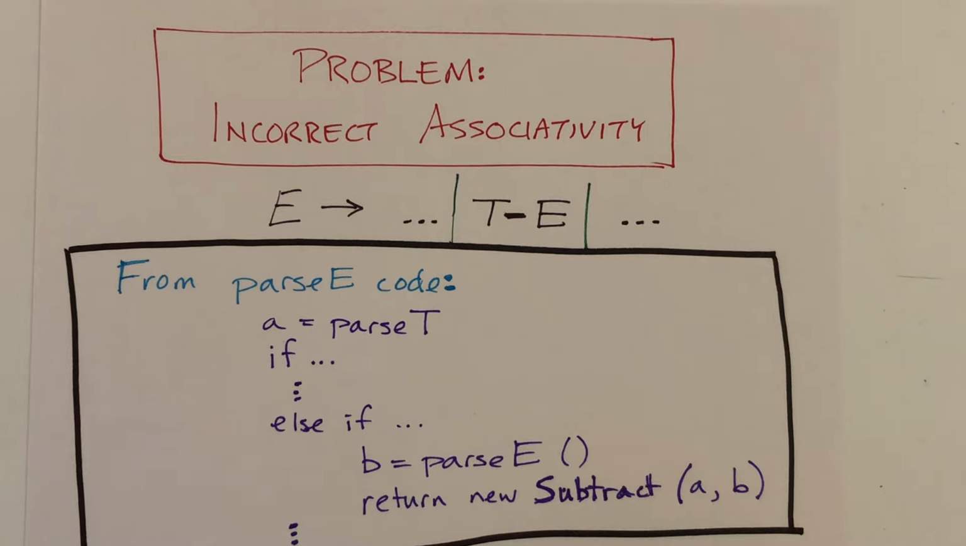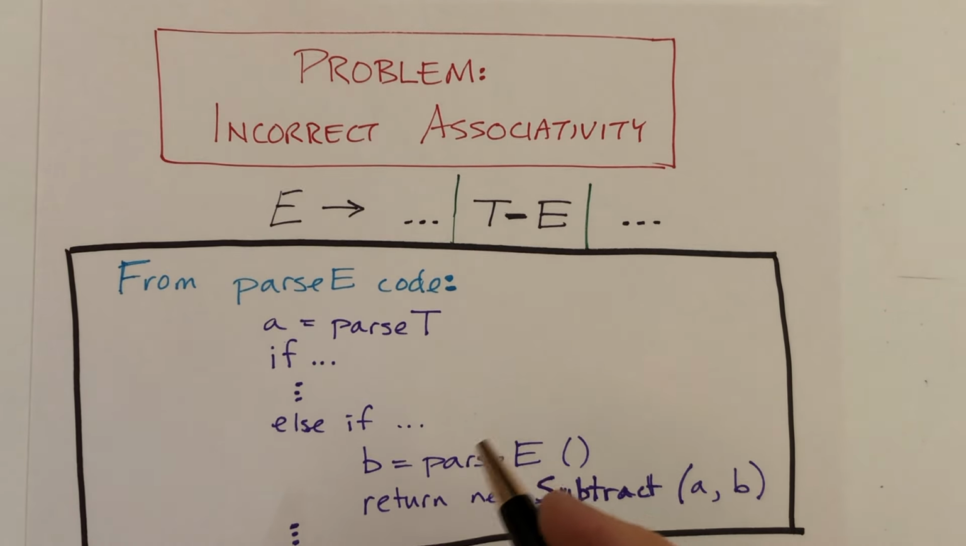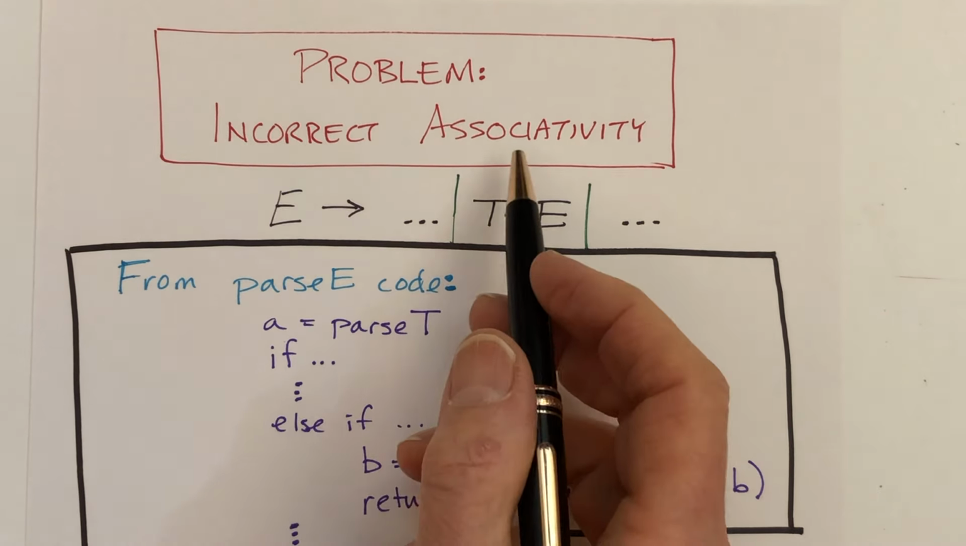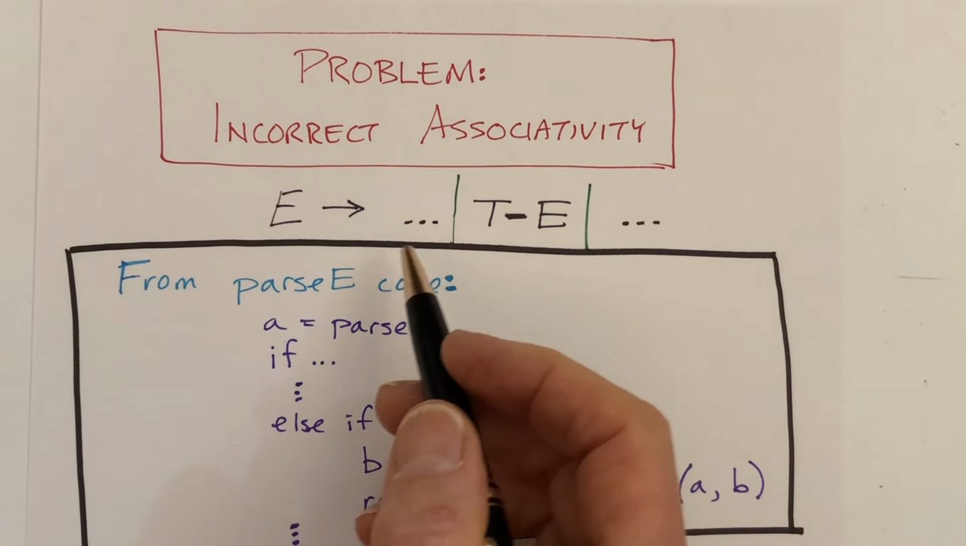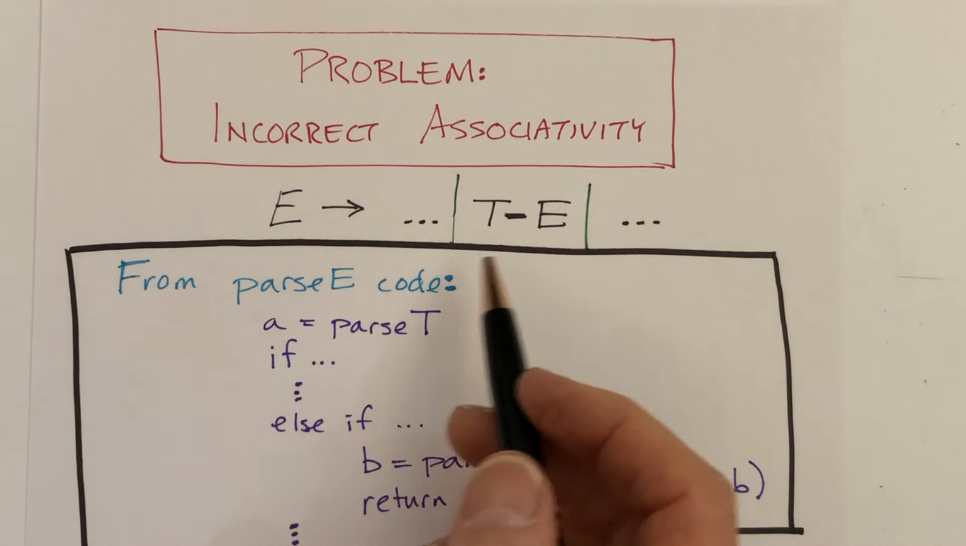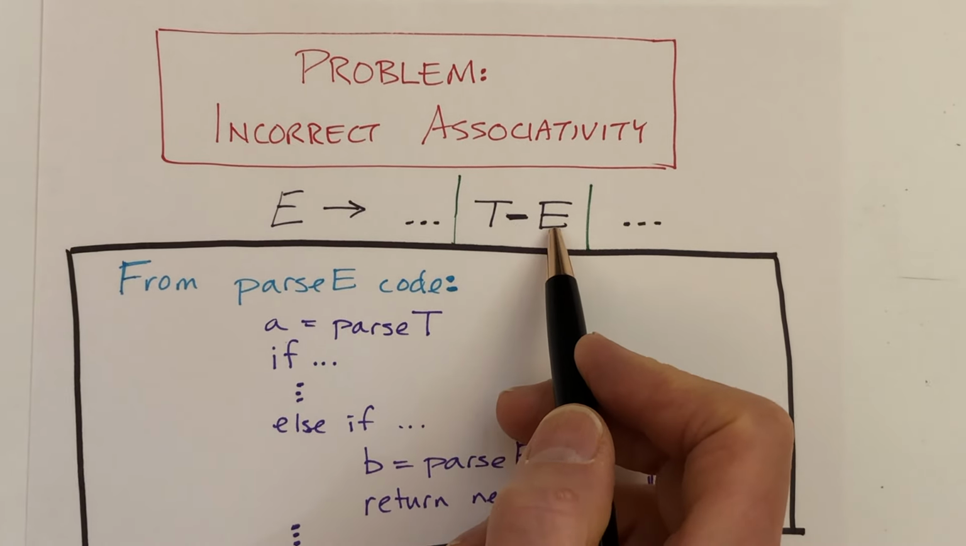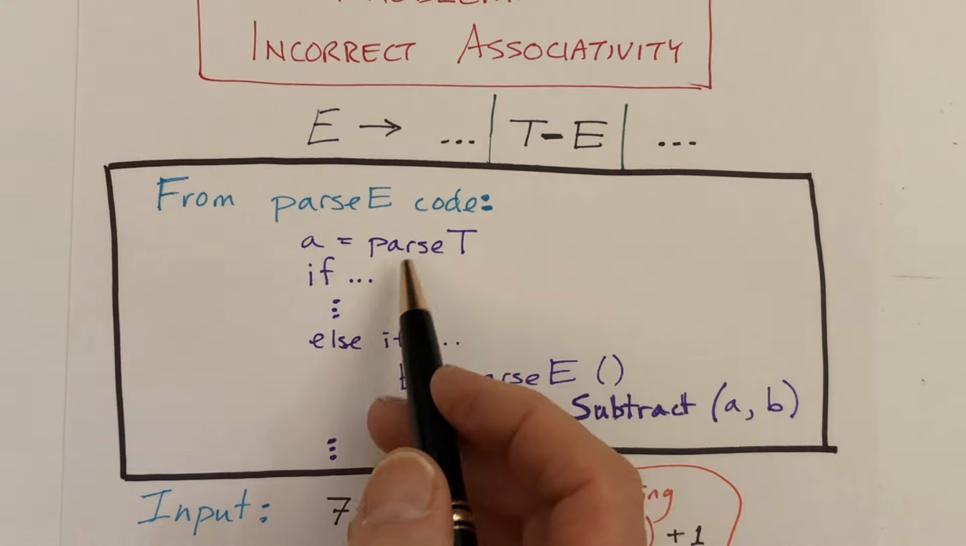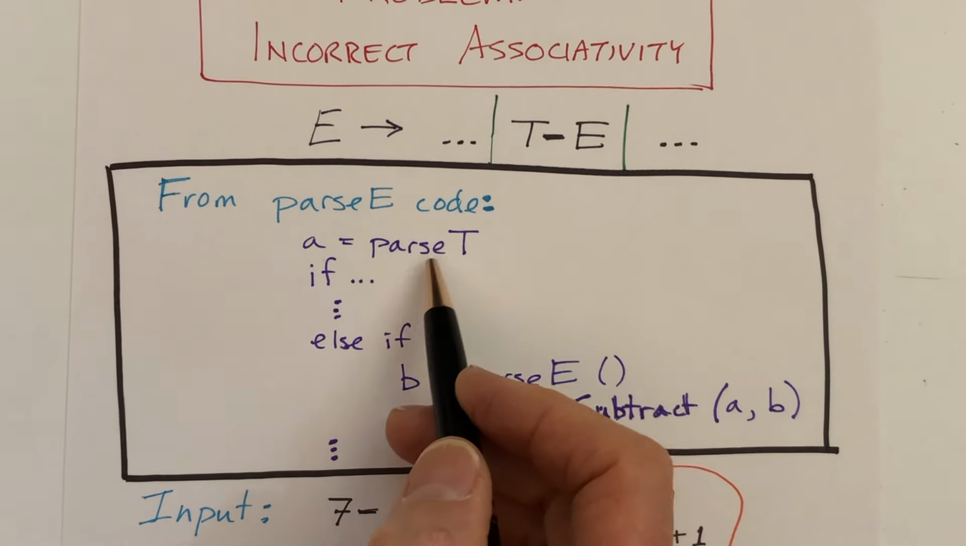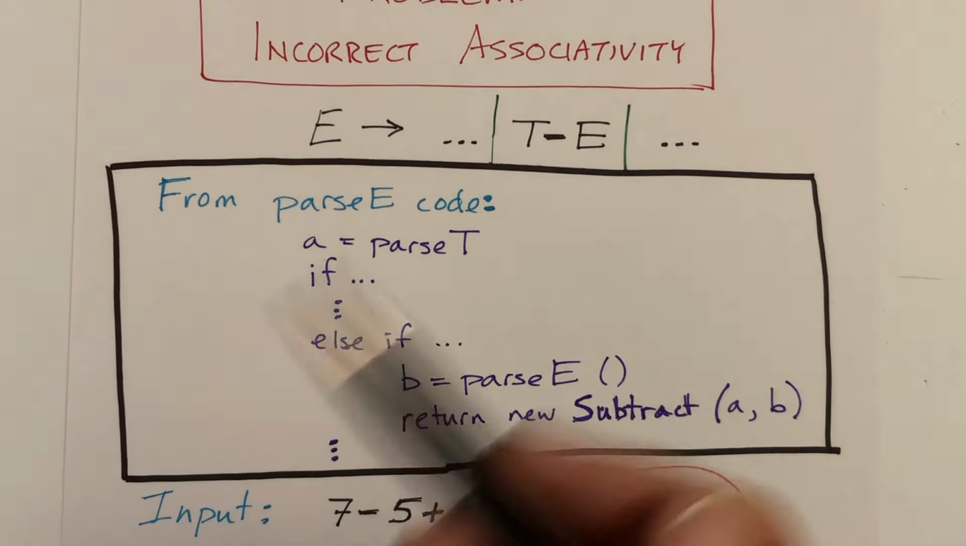As I said, the function, as I just presented it, has a problem. It doesn't handle associativity correctly. To see it fail, let's look at this particular example. An expression goes to a term minus an expression. Okay, so the relevant code, we pick up the t by calling parse t.